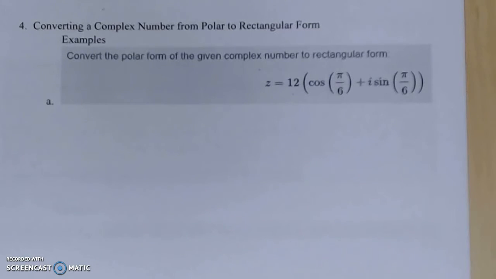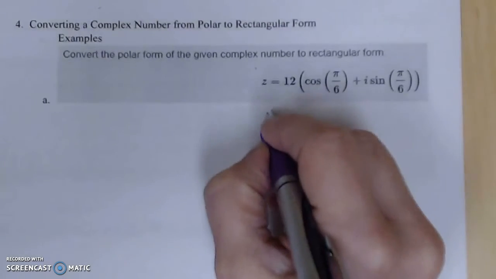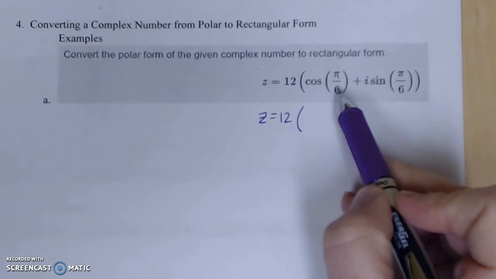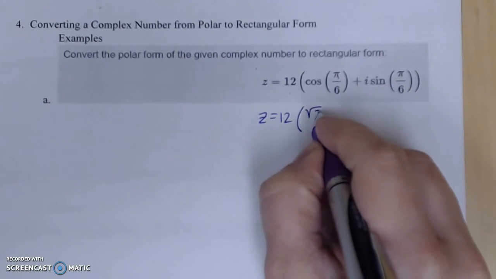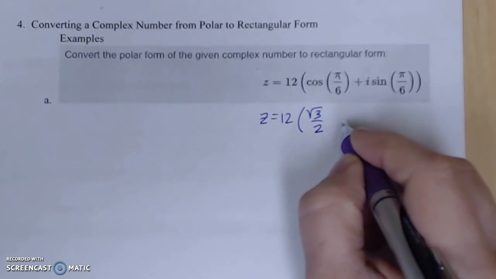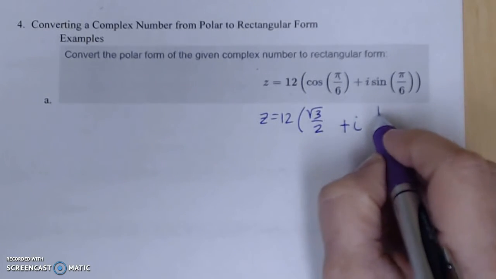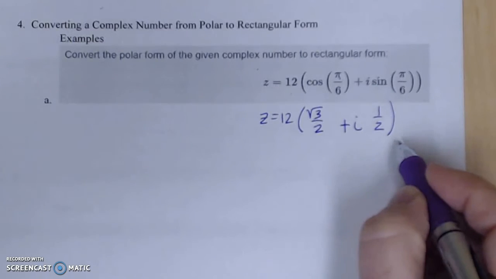Now we could go back and start working with the backwards conversion from the previous page on that gray box, but I want you to consider this. We actually know what some of these values are. If you go to your unit circle and you go to cosine of pi over 6, that value is square root of 3 over 2. Plus i of sine of pi over 6, that value is 1/2 from your unit circle.